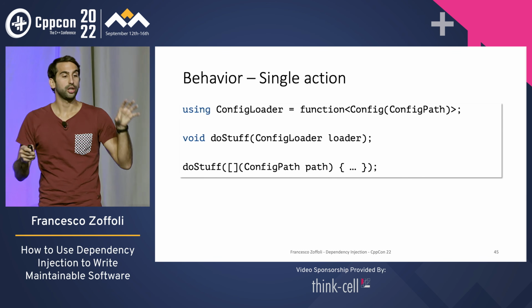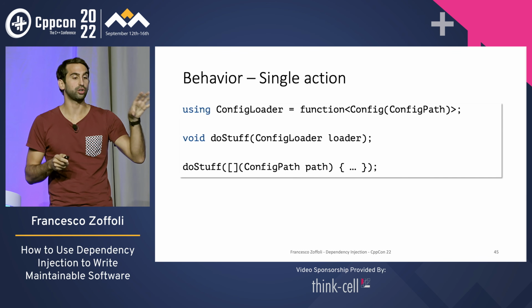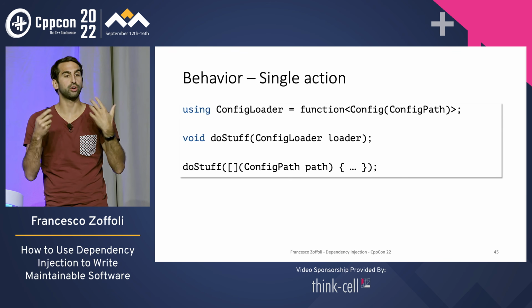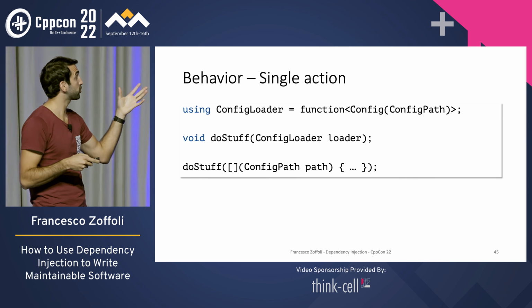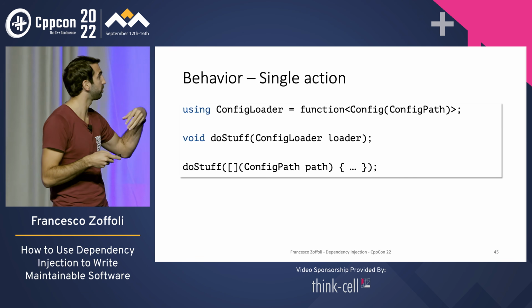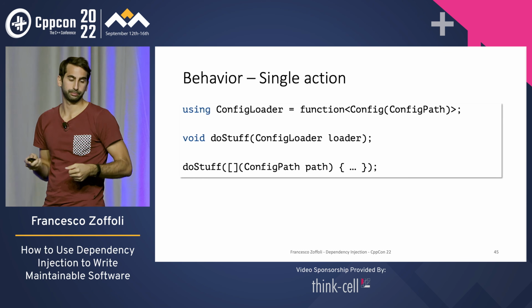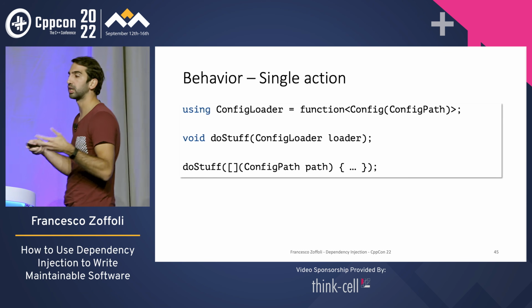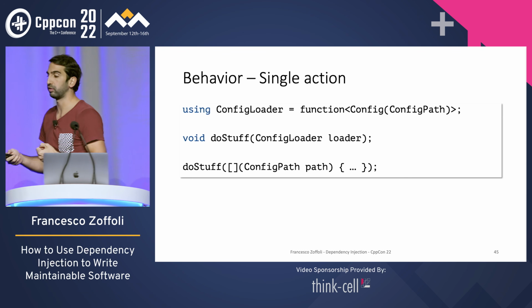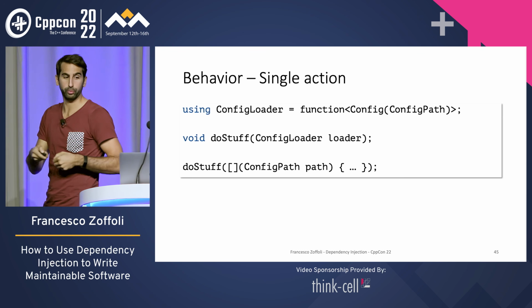You define your dependency, in this case a configuration loader, which takes a config path and returns a config. And in your function, do_stuff, you just take your config loader as an argument. And then when you call your function, you can use a lambda or you can use any single function to perform that.